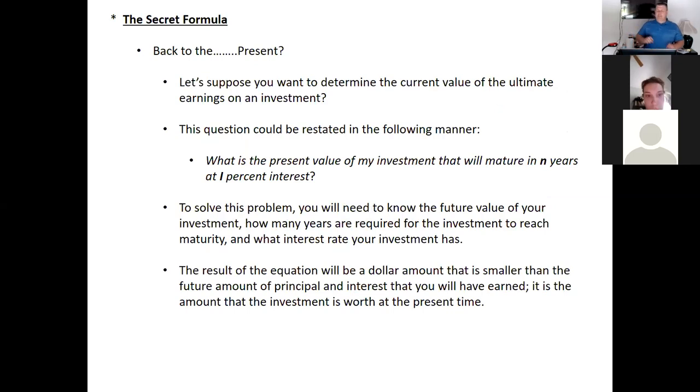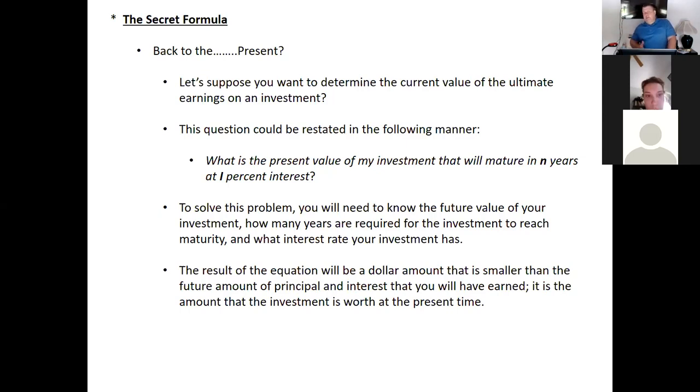So let's suppose you want to determine the current value of the ultimate earnings on an investment. This question could be restated in the following manner: what is the present value of my investment that will mature in N years at I% interest? To solve this problem, you'll need to know the future value of your investment. In other words, I'd like to buy a $300,000 house in 20 years.